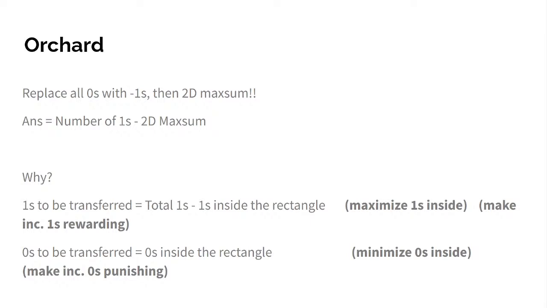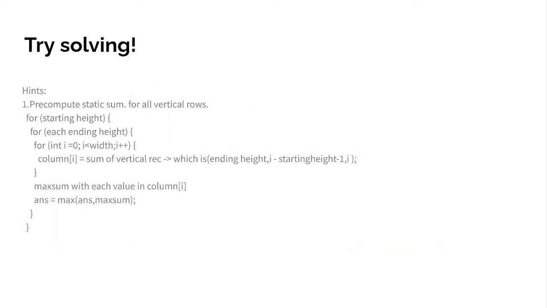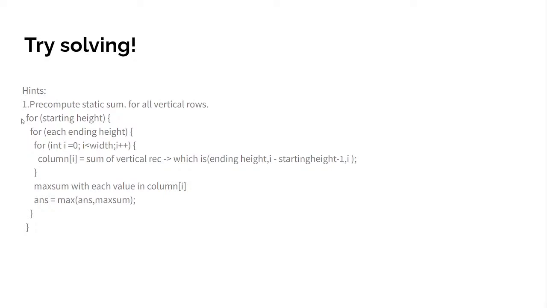So we do our pre-computation first. If you go to this slide where the code is, you see at the start, for all the height and all the width, we pre-compute our vertical static sums, and then for this next part, yeah, in this part we have.